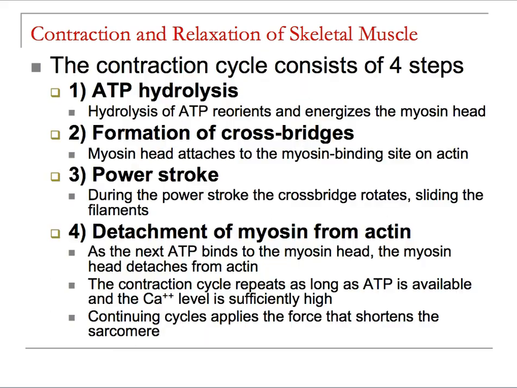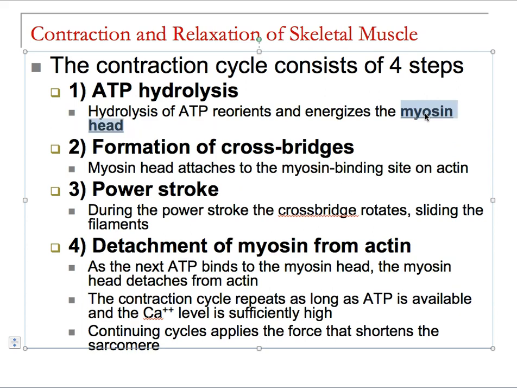So how do you do this? Well, you actually have to hydrolyze ATP at the myosin head. Textbook says energizes the myosin head. It changes the shape of it is what it does. So I suppose that does energize it, right? That's going to form a cross bridge. That's where myosin actually comes in contact now with the actin of the thin filament.